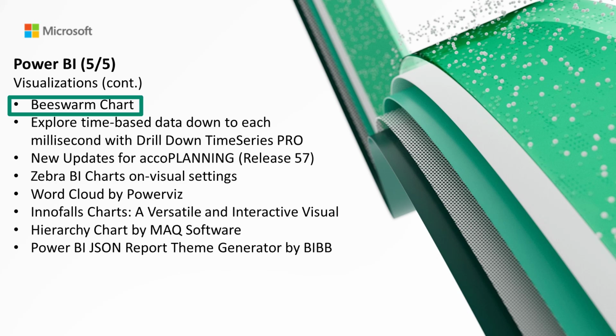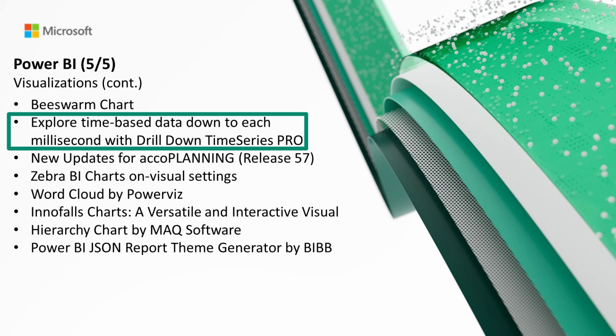Moving on to Bee Swarm Chart. Bee Swarm Chart shows the distribution of data along one axis or both axes while also showing individual points. It's like a one-dimensional or two-dimensional scatter plot, but with closely packed, non-overlapping points. This chart can be used in three ways: y-axis only, x-axis only, and scatter plot, both y and x-axes.